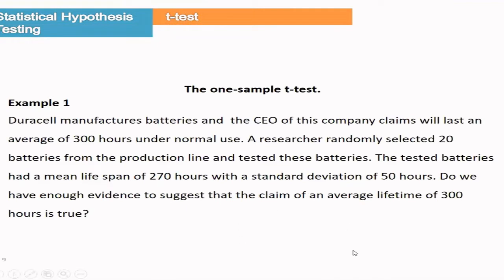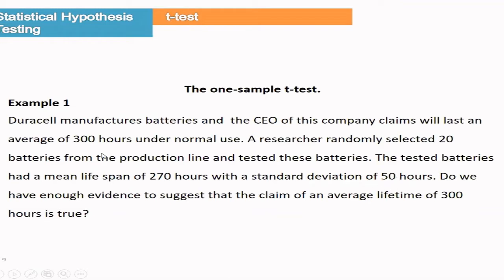So this is an example for a one sample T test. If you read the example, Duracell is a battery manufacturer, and the CEO of this company claimed that the average lasting life or longevity of the battery is 300 hours under normal use. So a researcher wanted to check, randomly selected 20 batteries from the production line and tested them, and he got a lifespan of the battery of 270 hours with a standard deviation of 50 hours.